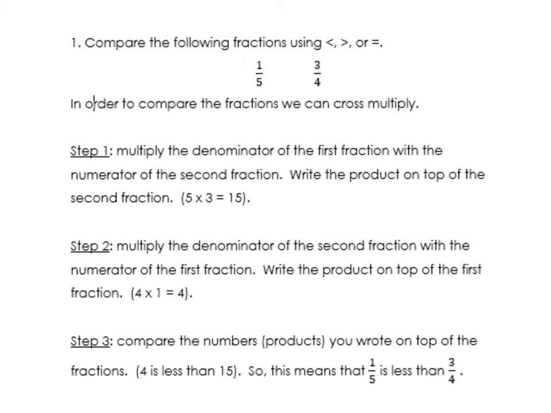So, 5 times 3 equals 15. Let's write that on top of the second fraction. Step 2 is to multiply the denominator of the second fraction with the numerator of the first fraction. Write the product on top of the first fraction. So 4 times 1 equals 4.